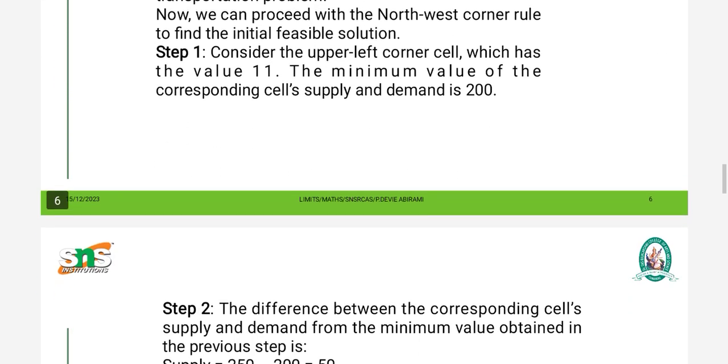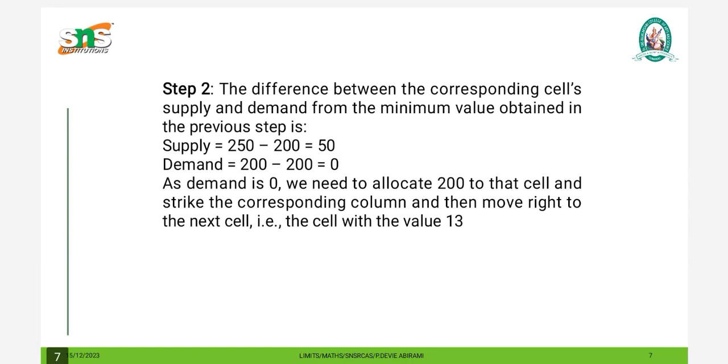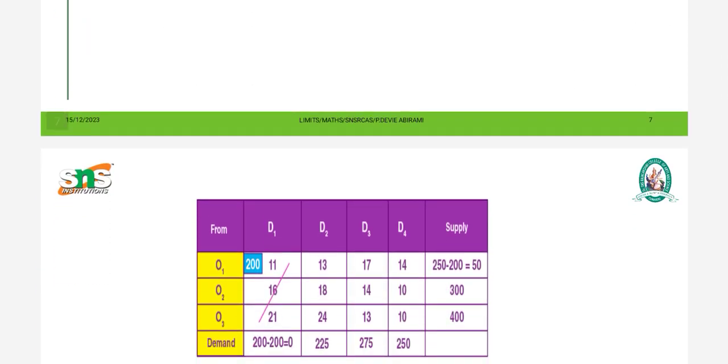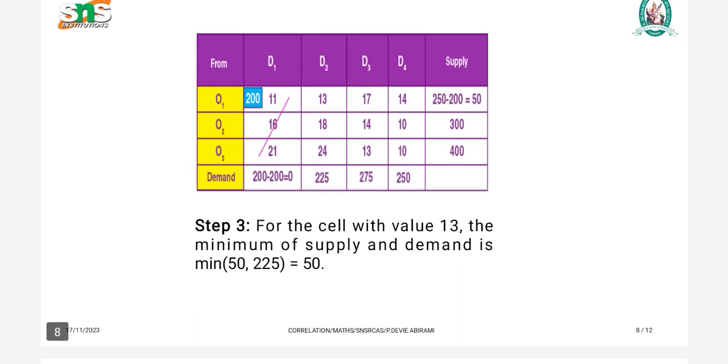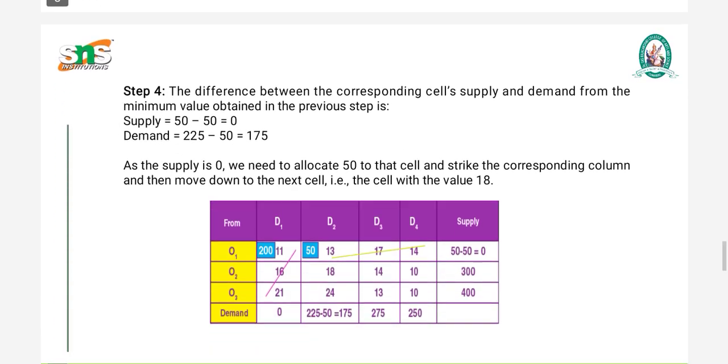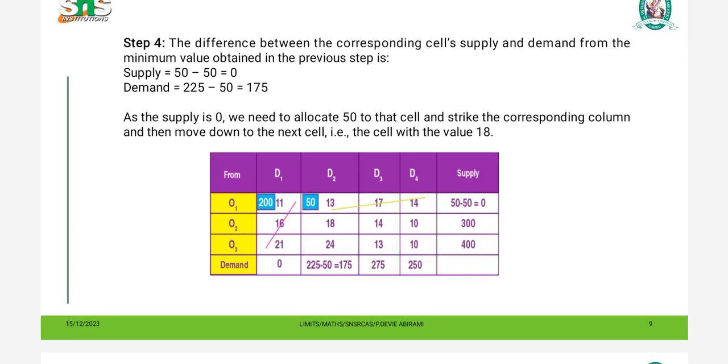First of all, we choose the northwest corner cell and allocate a value there by comparing the supply and demand to see which is the minimum. Supply is 250 and demand is 200, so we allocate the minimum value, 200, here. Then subtract 250 minus 200, and you will get a balance of 50. Similarly, cancel that column. Then we can continue with the remaining values.